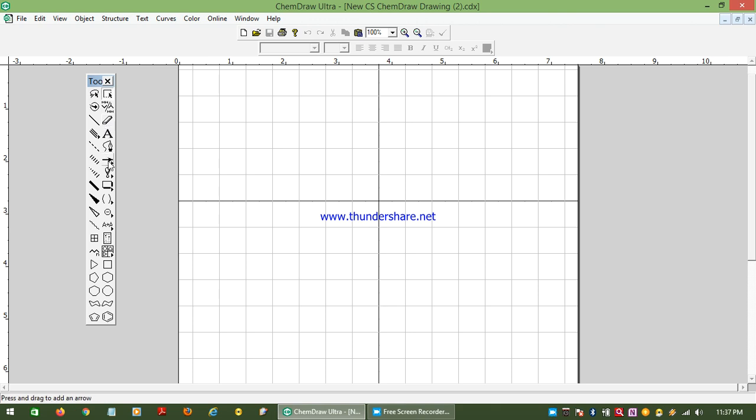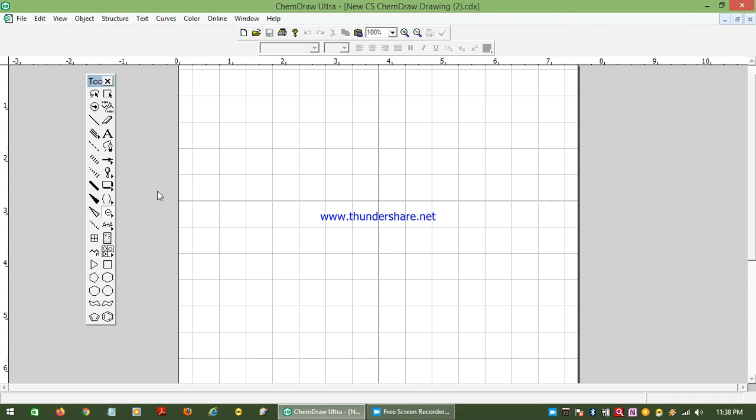We can have different types of arrows to draw a reaction mechanism or reaction. We have different types of orbitals available to draw. Then we have symbols. We can write different signs, plus, minus, like that. Also, we have this other general toolbar, and this is a style bar.